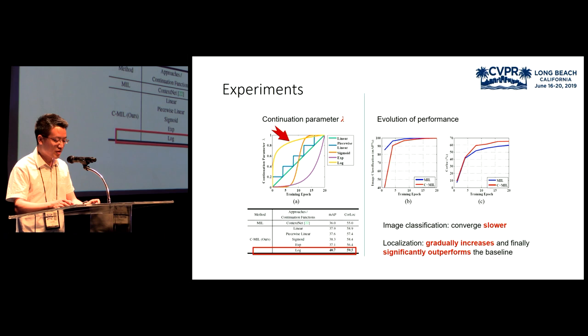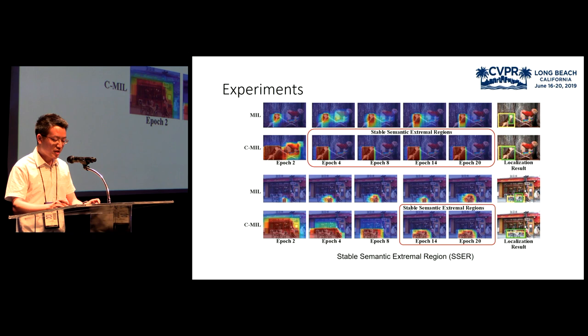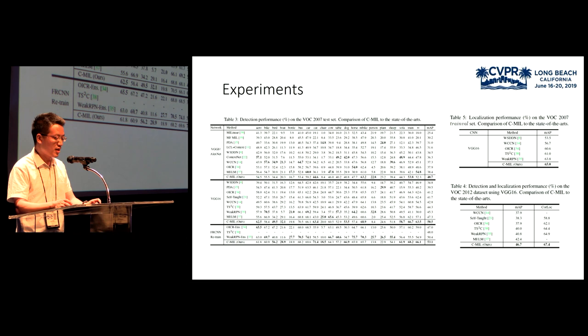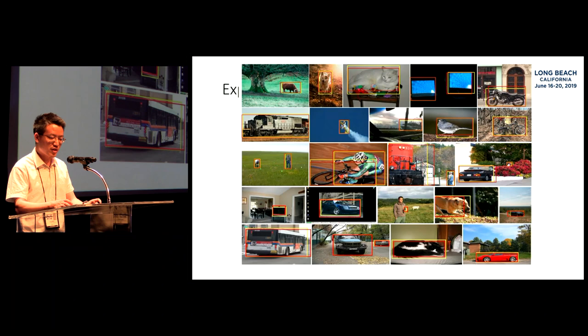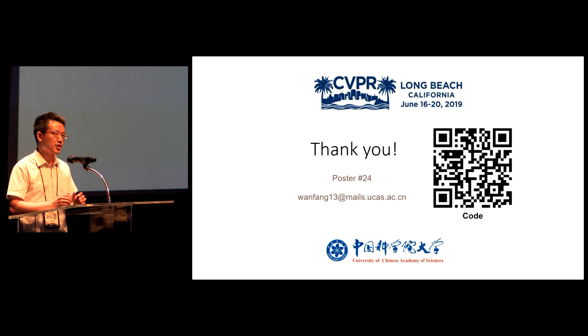We find a phenomenon that during the continuation multiple instance learning, the activation area of some images gradually reduces and converges to the object area, which forms the stable semantic extremal region. The emergence of SSER indicates that CML continuously suppresses the background while activating the object region during training. The experimental results on VOC data sets show CML outperforms the state of the art, and here are some detection results of CML. You can come to our poster for more details, and our poster ID is number 24. Thank you.